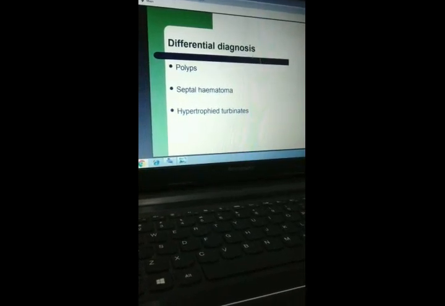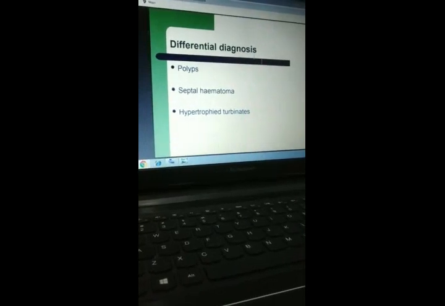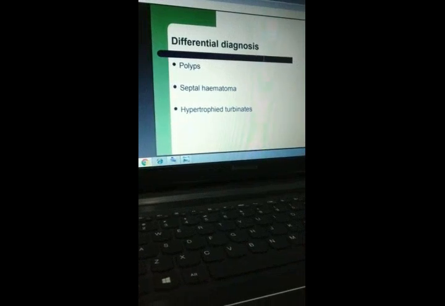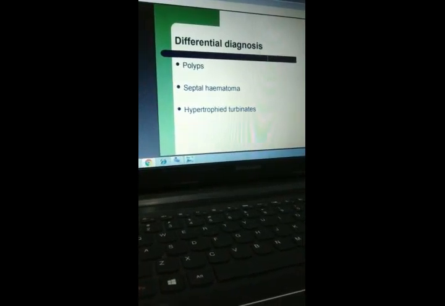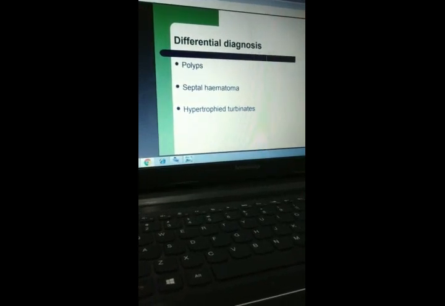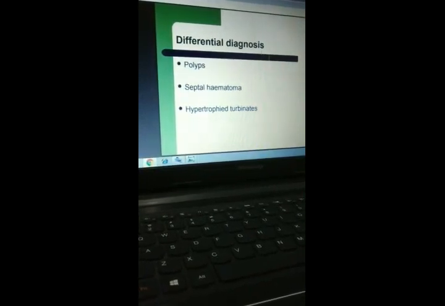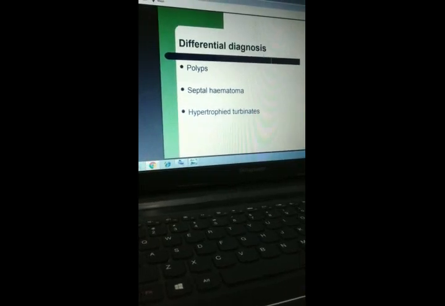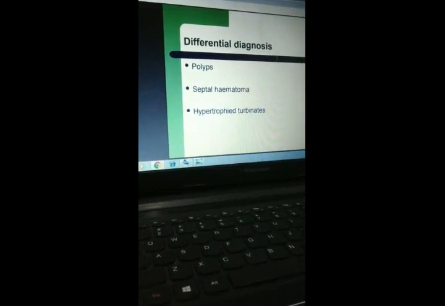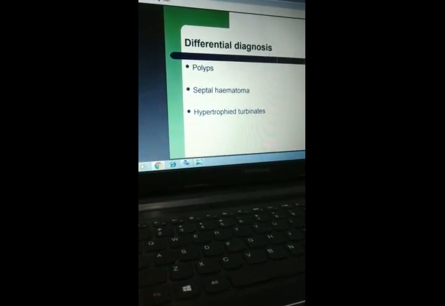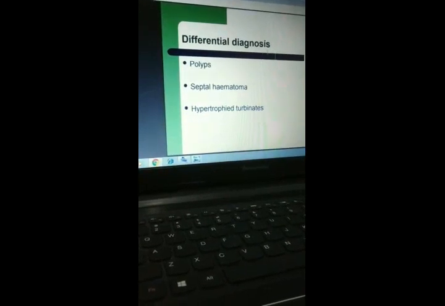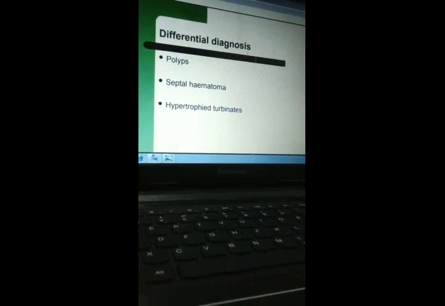So by this examination we can assess, and another thing we can do is X-ray and CT scan to know about the condition of the sinuses and about the deviation, which part, cartilaginous or bony, is deviated and how much deviated. We can assess all of it by CT scan.